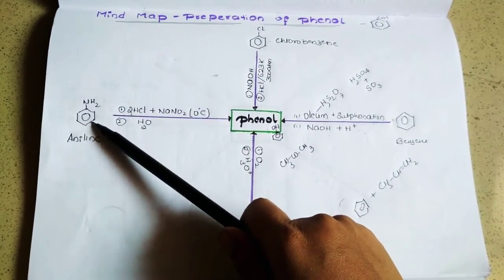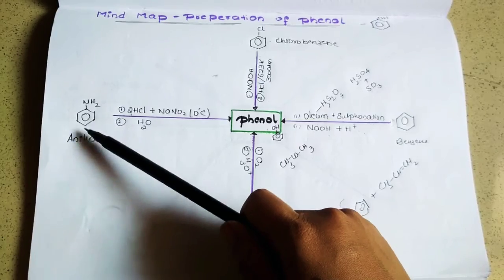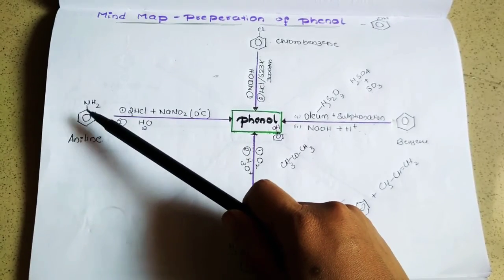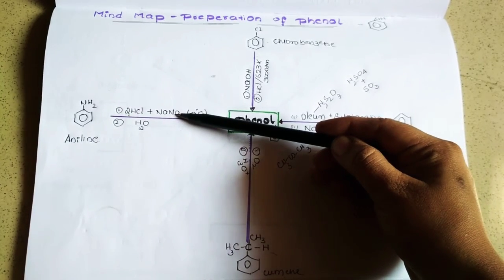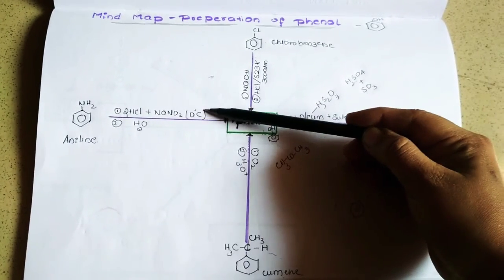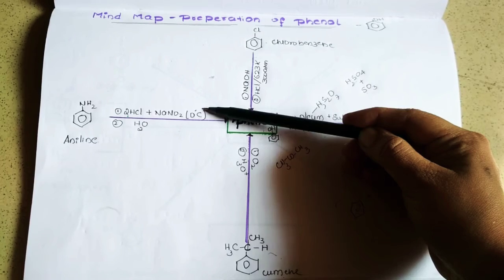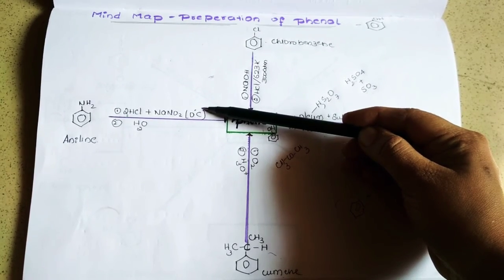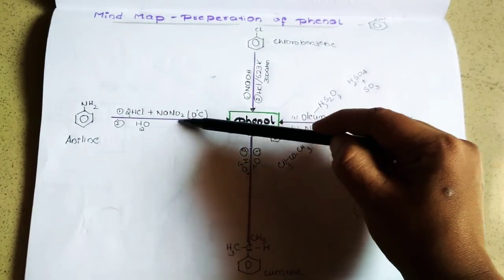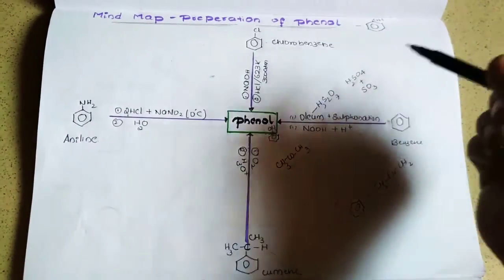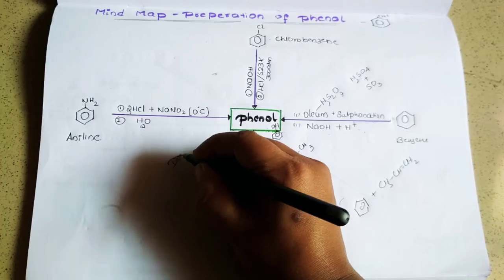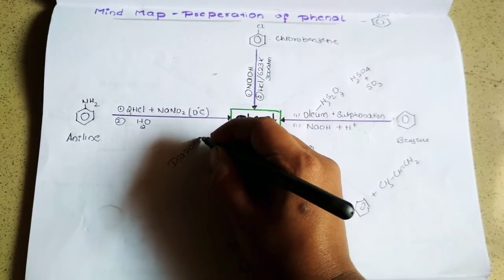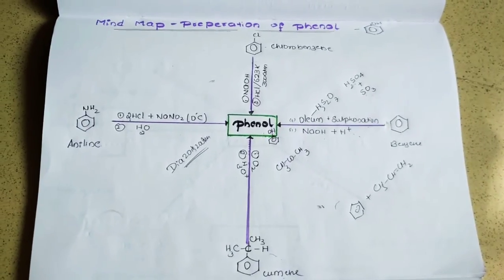That is aniline. When aniline, that is aminobenzene or benzenamine, is treated with an HCl and sodium nitrite mixture at 0 degrees Celsius, meaning at cold condition, this method is known as the diazotization reaction. This method is known as the diazotization reaction. So what happens here?